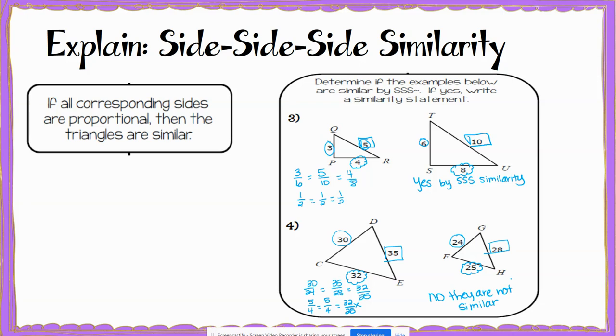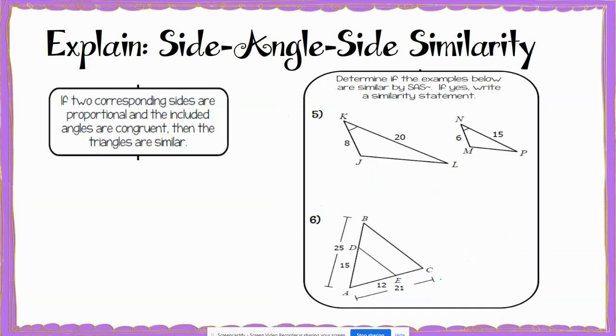The last way that we can tell similarity in triangles is using the side angle side theorem. What this means is that we would use two corresponding side lengths, and those would have to be proportional. And then we would look at the included angle. So if the corresponding side lengths are proportional and the angle between them is congruent, then the triangles are similar.